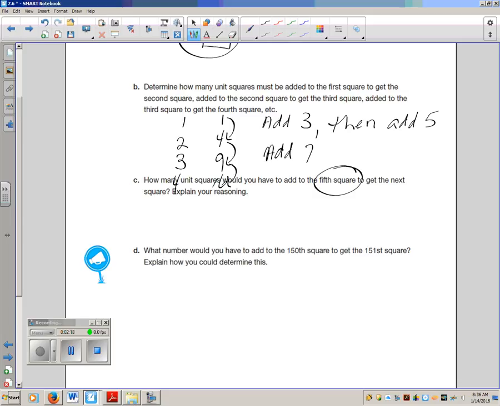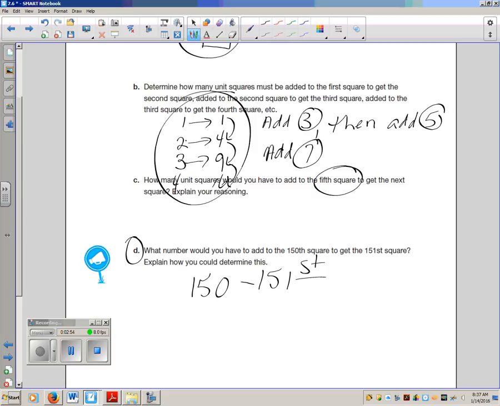C just continues. How much do you have to add to the fifth square? Now, try to see the pattern. 2 to 4, 3 to 9. We're adding 3, adding 5, adding 7. Try to solve that answer. The 150th to the 151st. I'm not going to give you the answer. I want you to try. Pause the video. Give it a chance. Try to find the pattern. The pattern's in here. I'll give you a hint. Something to do with doubling. But then you have to do one more step.